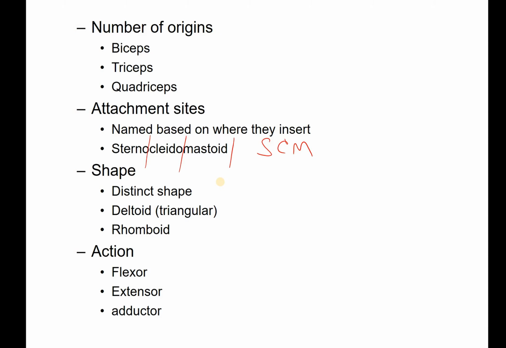Some muscles are named after their shape. So the deltoid, rhomboid, trapezius muscle, and some muscles are named after the action that they perform. Is it a flexor muscle, extensor, adductor, abductor, and so on? An erector muscle, like your erector spinae group. So some muscles are named after their action.